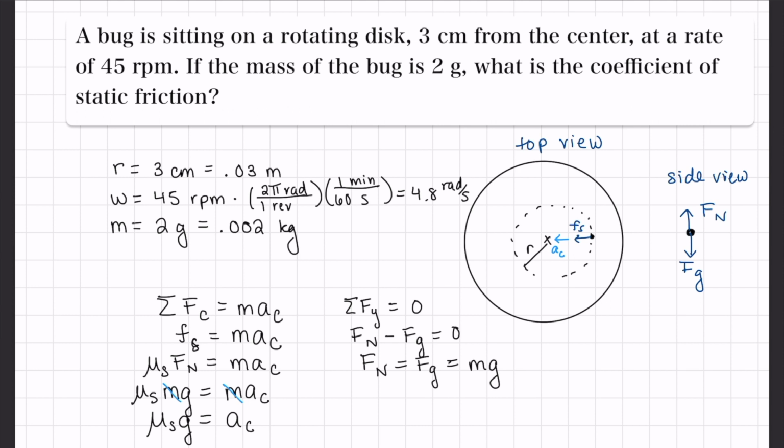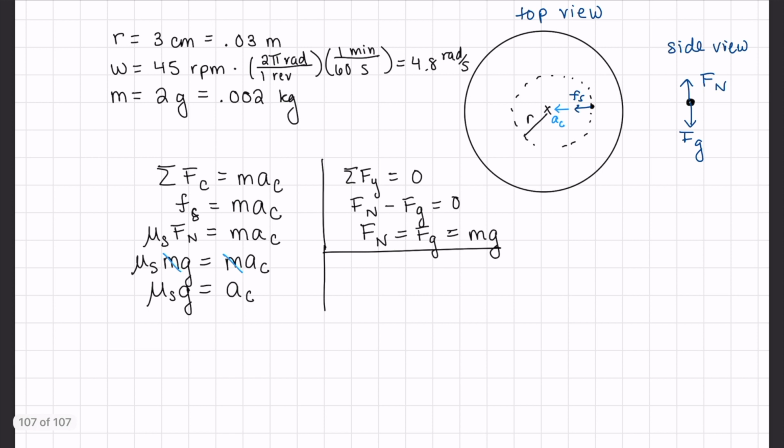So we've gotten to a point where we have our unknown that we're interested in, mu s, but we also have this other unknown, ac, that we need to figure out. So ac is our centripetal acceleration. We have an equation for that. It's v squared over r. But then if we look at this, we can see that we don't have v, but we do have angular velocity, and we could put that in terms of tangential velocity, which is the v that's in here.